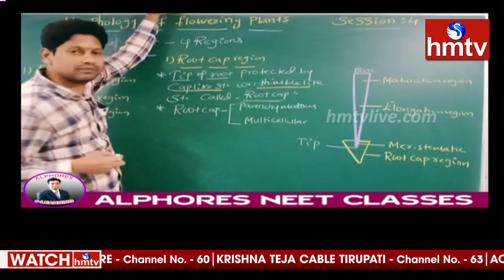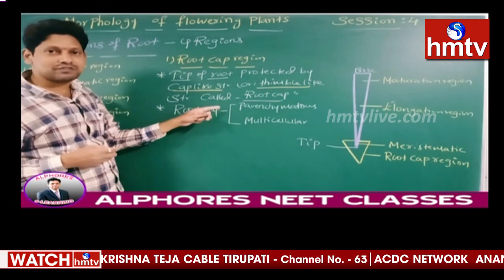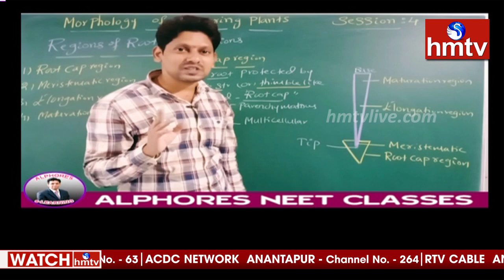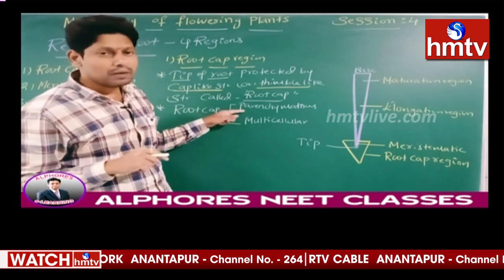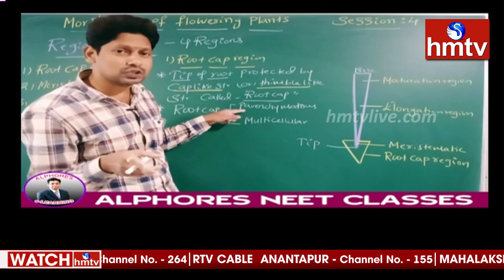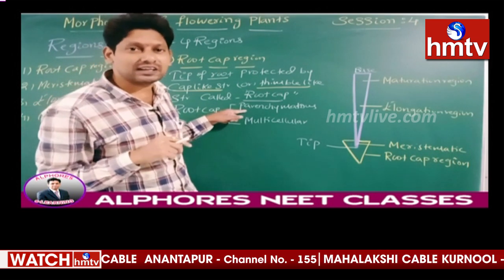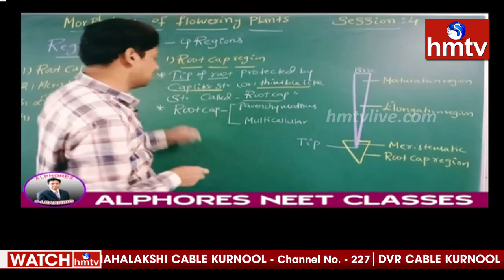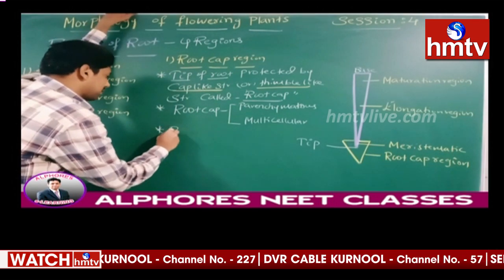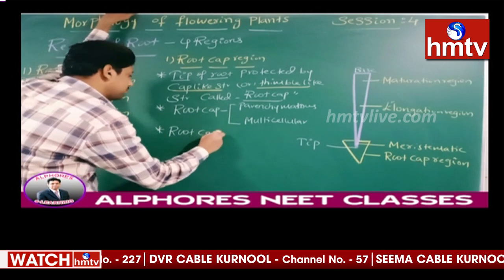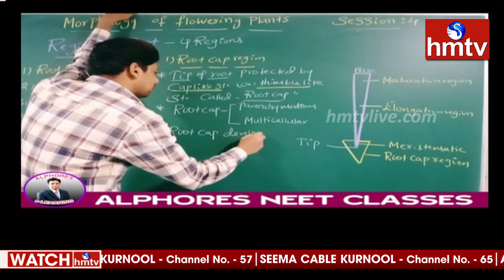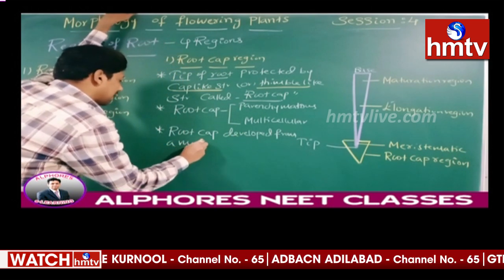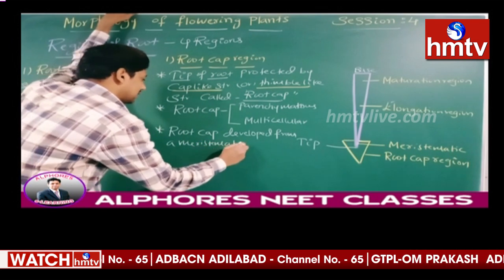Sir, this root cap is formed from a meristematic tissue. Be very careful. The root cap is made up of parenchymatous tissue, but it is developed from meristematic tissue. That meristematic tissue is calyptrogen. What is the name of the meristematic tissue? Calyptrogen, right? Therefore, the root cap is developed from a meristematic tissue.